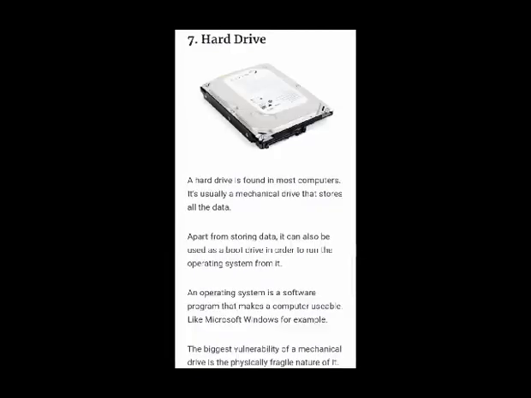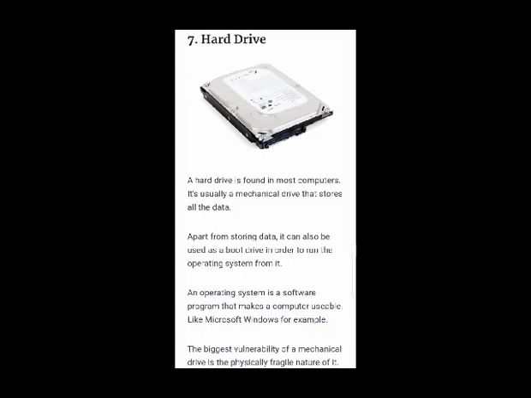Hard drive. A hard drive is found in most computers. It's usually a mechanical drive that stores all the data. Apart from storing data, it can also be used as a boot drive in order to run the operating system from it. An operating system is a software program that makes a computer usable, like Microsoft Windows, for example.